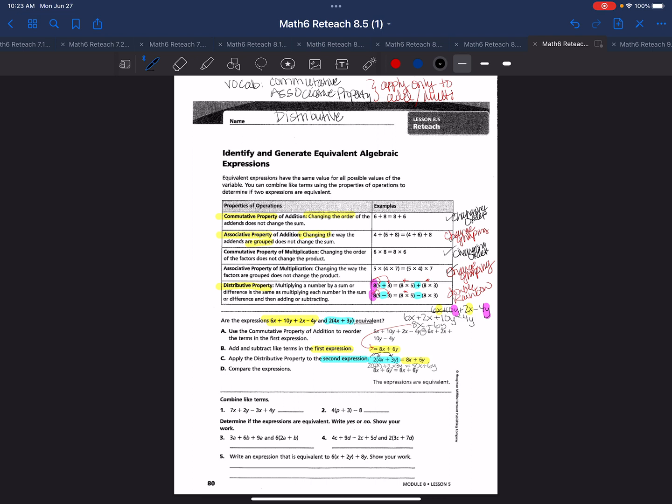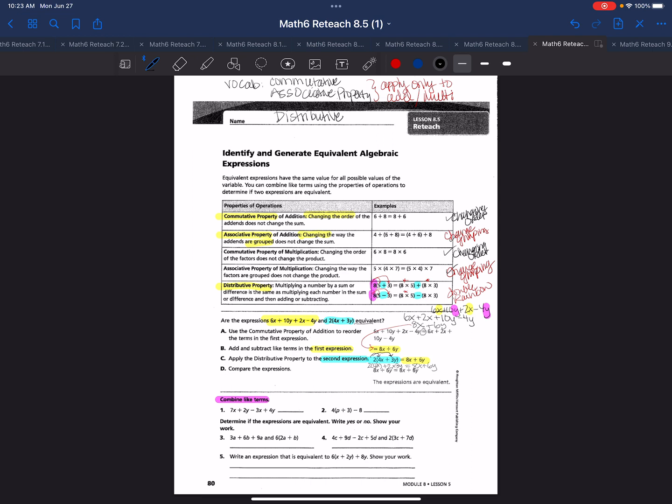So let's work on a few of these below. So the first question here says we need to combine like terms. So that's all we're doing is combining like terms. So we remember we want to use commutative property to change the order because of the addition ones. So we can put them in order.